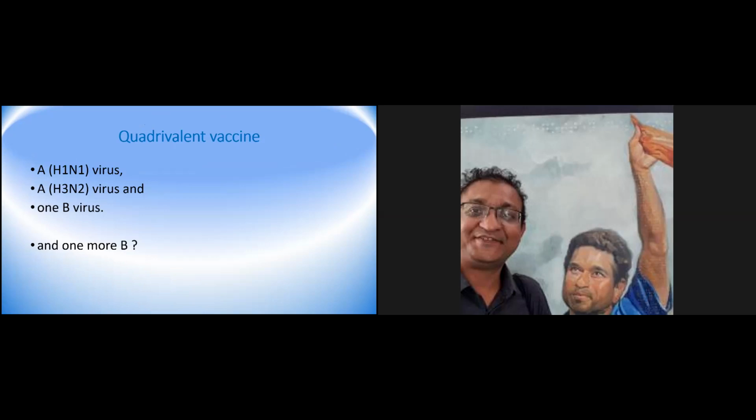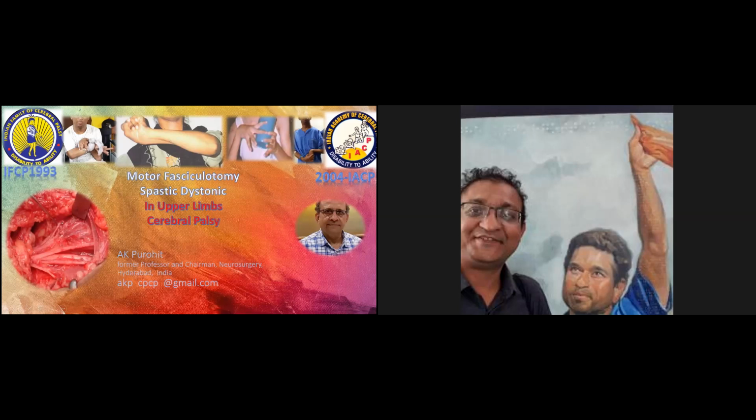And today, as I explained, we have a quadrivalent approach in this era of corona. My two predecessors have explained, and I, as a neurosurgeon, would explain the neurosurgical approaches, and which one is the final quadrivalent, we will come to know at the end. So this is the procedure called motor fasciculotomy for these spastic dystonic upper limbs of cerebral palsy.